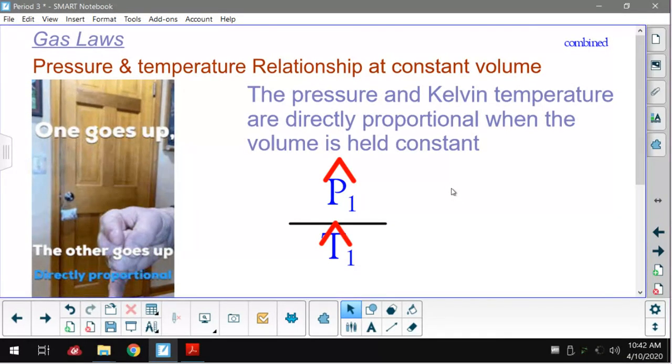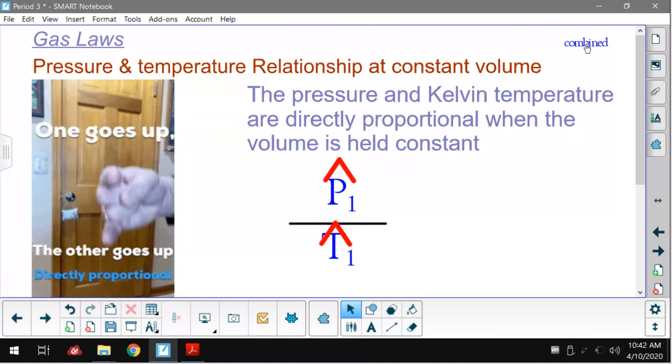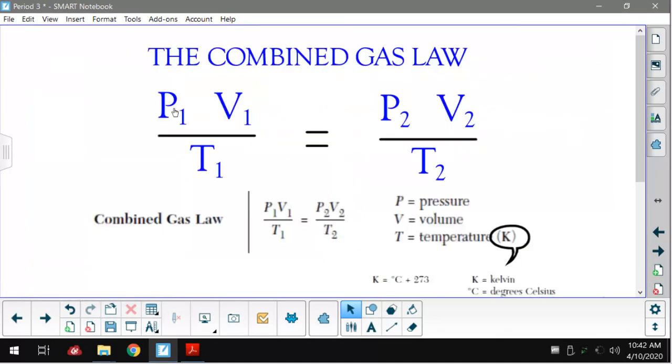They are directly proportional. So again, all comes back to your combined gas law. The combined gas law says the pressure times the volume over the temperature is equal to the pressure times the volume over the temperature. If you have a variable that's being held constant, you just take it out of the formula and you're all set to go. All right, let's give this a shot in some practice.